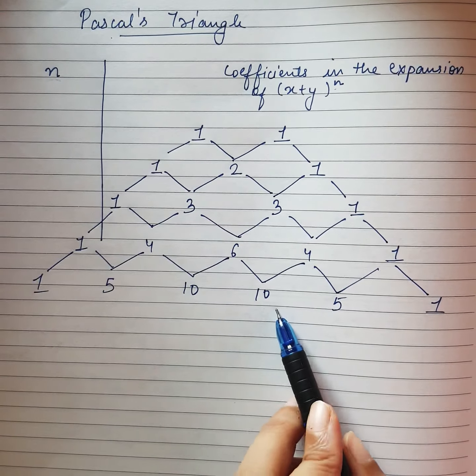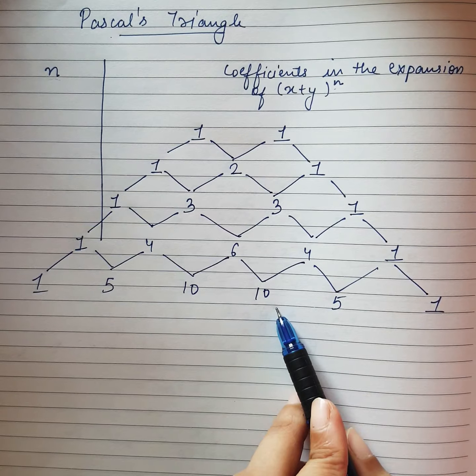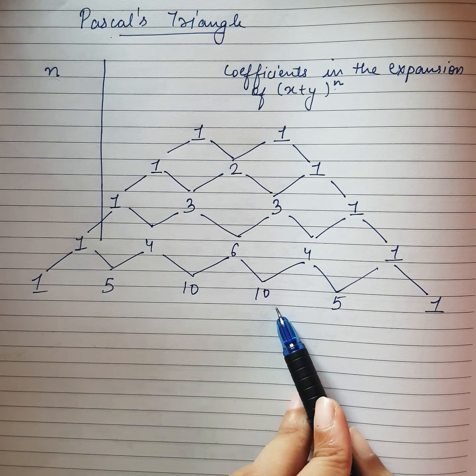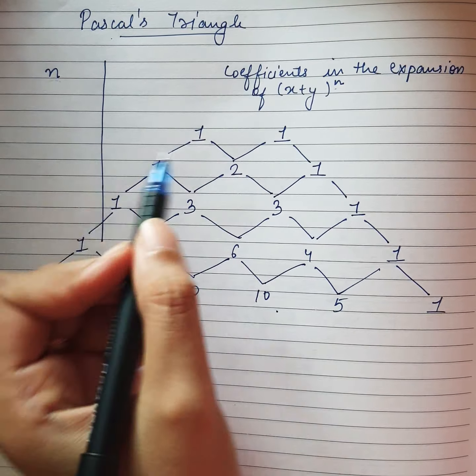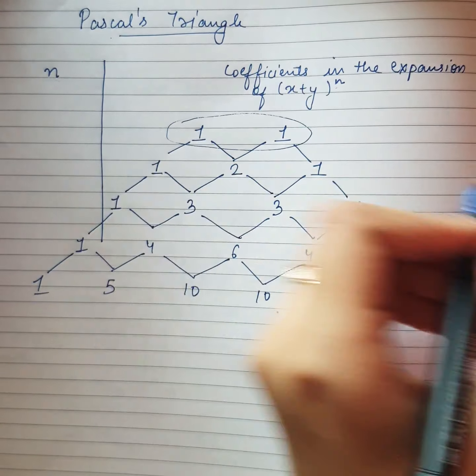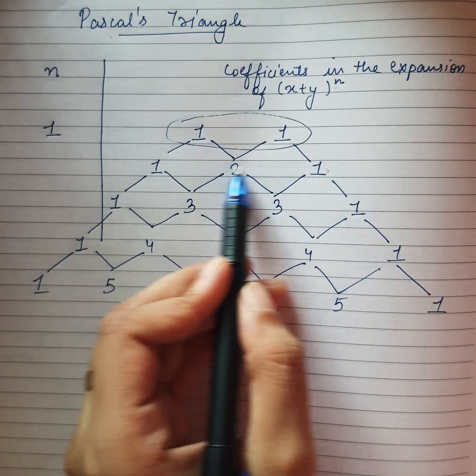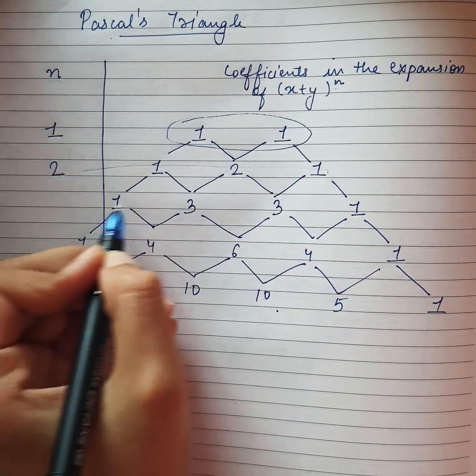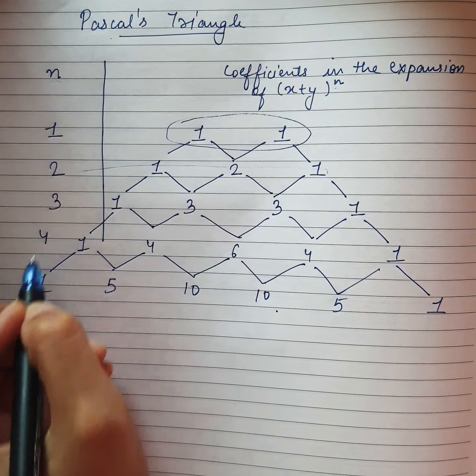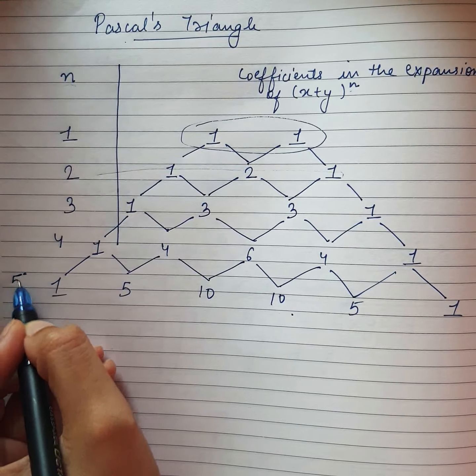Now what is the significance of this Pascal's triangle in the binomial theorem? When n is equal to 1, see the first stage, here n is 1. In the second stage n is 2, third stage n is 3, here n is 4 and n is 5 here.